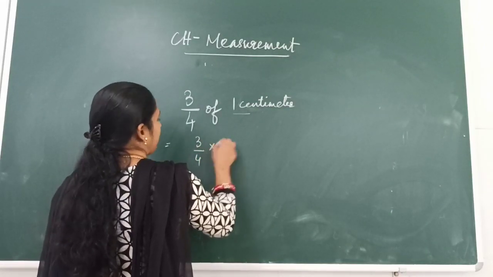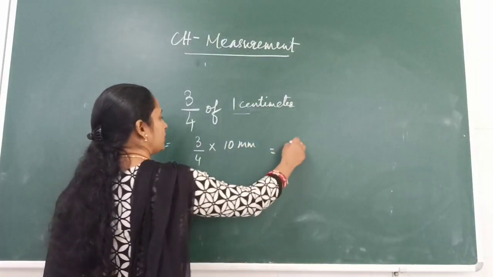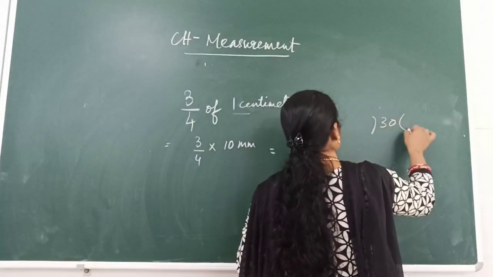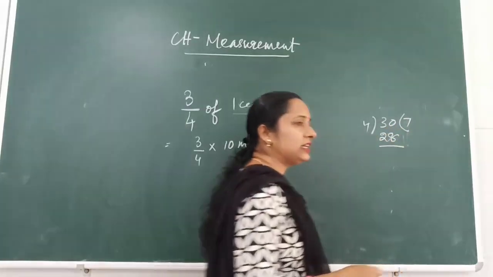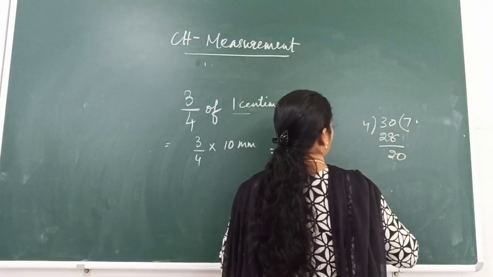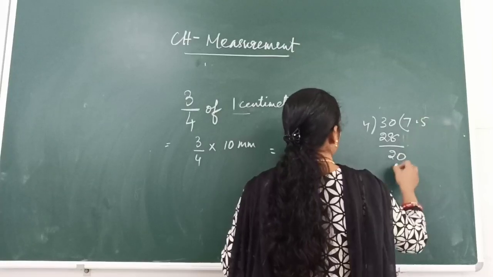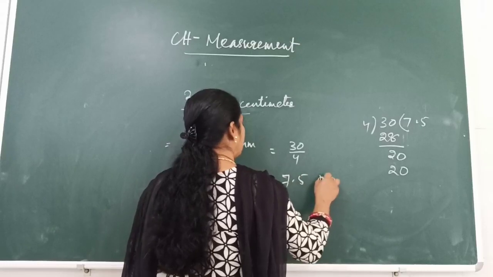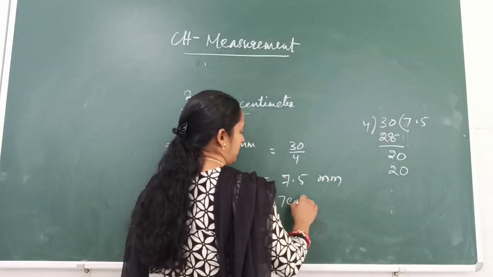3/4 multiplied by 10 millimeters. Now if you simplify this, how much do you get? 30/4. Try to divide it. 4 7s are 28. 2 is the remainder, 0. Then you get how much? 5s are 20. So you get here 7.5 millimeters.